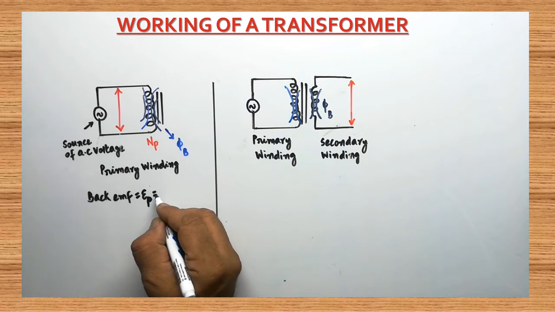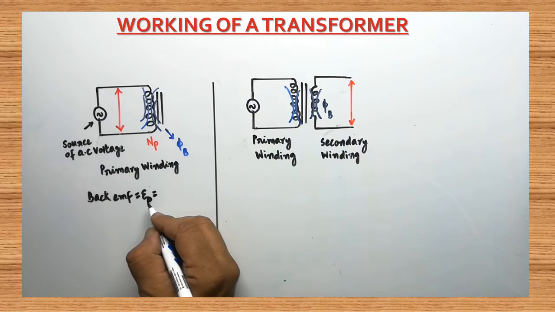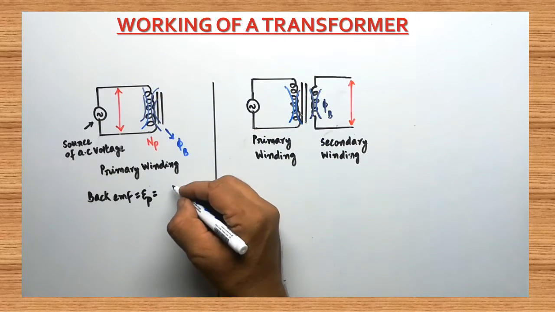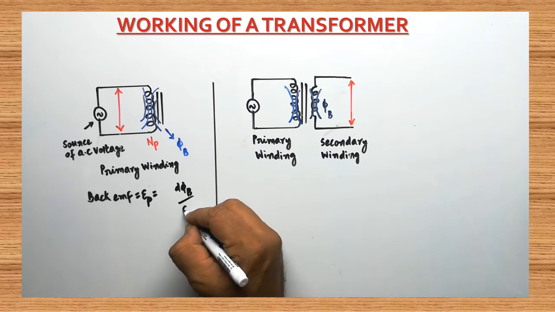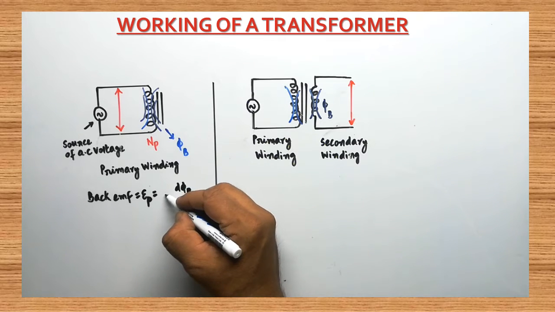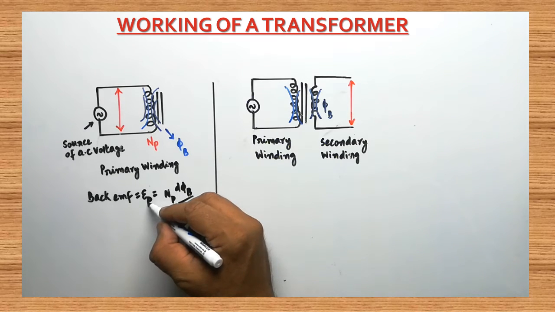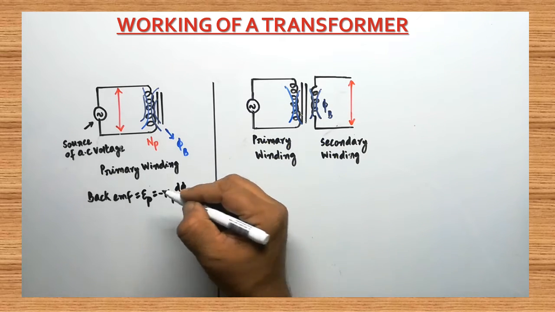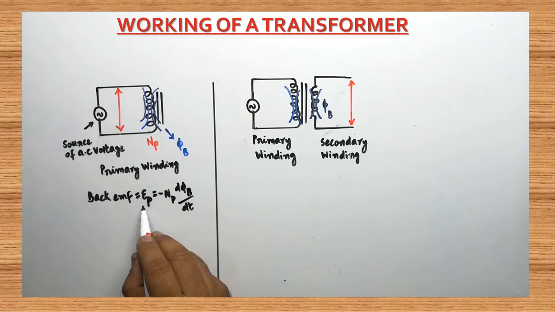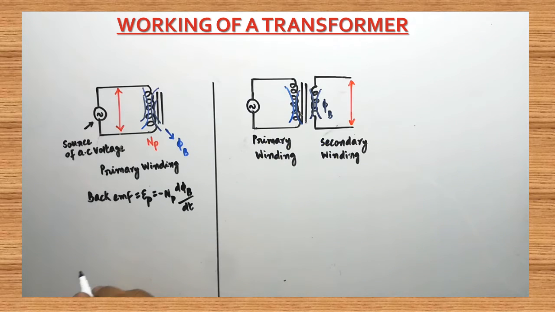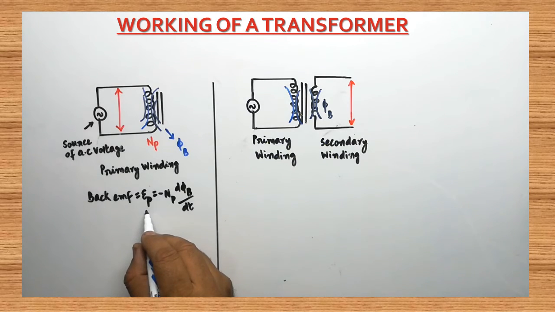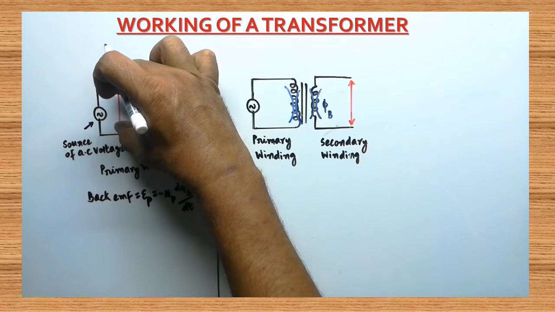Now, how is the back EMF created due to self-induction? The magnetic flux is changing with respect to time. Are you clear? That is linked with how many turns? NP number of turns. That back EMF is opposing the change in magnetic flux. Therefore, a minus sign must be written. So the back EMF induced in the primary coil can be written as epsilon P, which is equal to minus NP d phi B divided by dt. Are you clear? This will appear in the form of voltage across this primary coil.